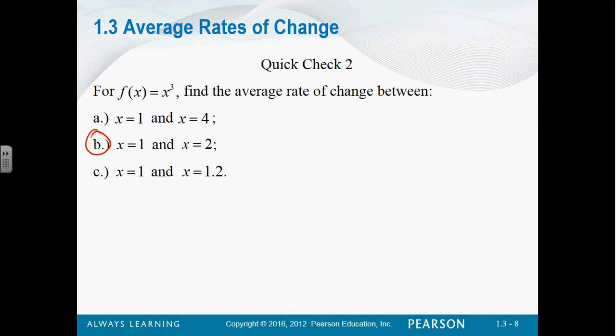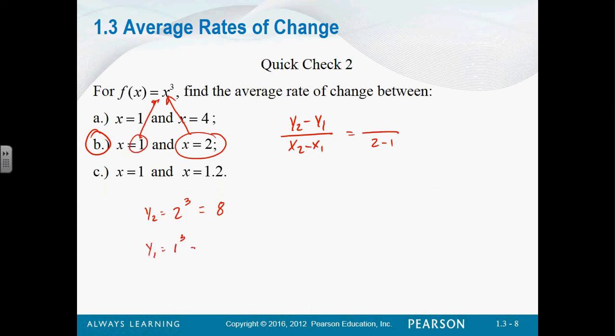Yes, but you knew that. Yes. All right, so we're going to say y2 minus y1 over x2 minus x1. Well, I know my x2 and my x1 are 2 minus 1. What about y2 and y1? For y2, we're going to plug x2 in, so we get 2 cubed, which is 8. For y1, we plug 1 in, we get 1 cubed, it's 1. So 8 minus 1, we get 7 over 1. Okay?